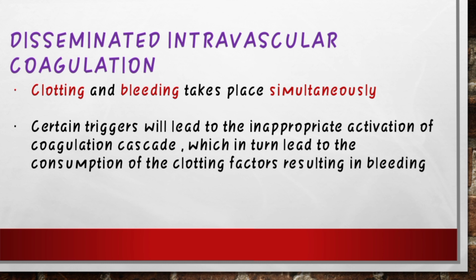Some triggers lead to the inappropriate activation of the coagulation cascade, which in turn results in the consumption of clotting factors. So there is inappropriate activation of the coagulation cascade due to some triggers, which will lead to the whole consumption of the clotting factors. No clotting factor is remaining, and that can result in bleeding. This is what simply takes place in disseminated intravascular coagulation or DIC.